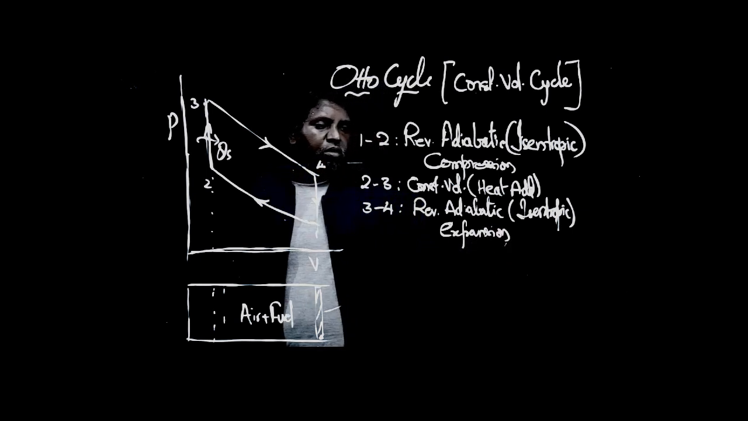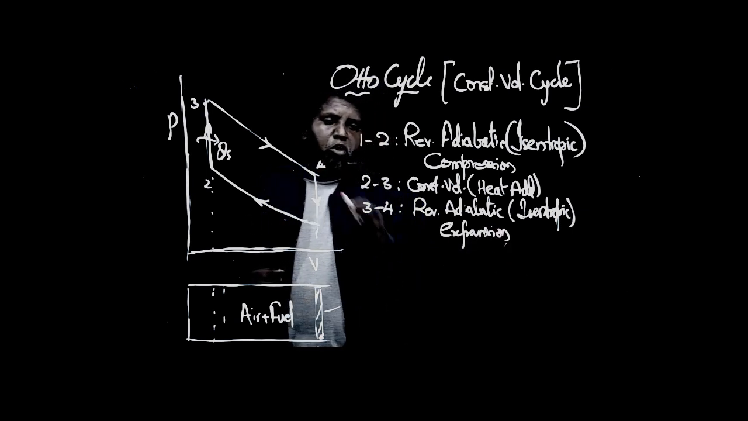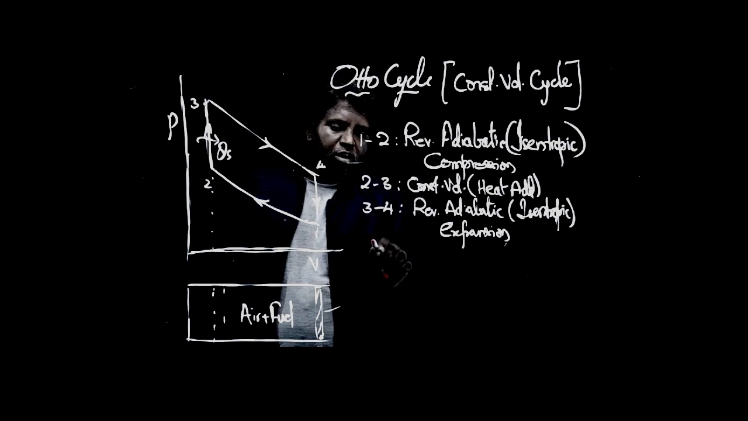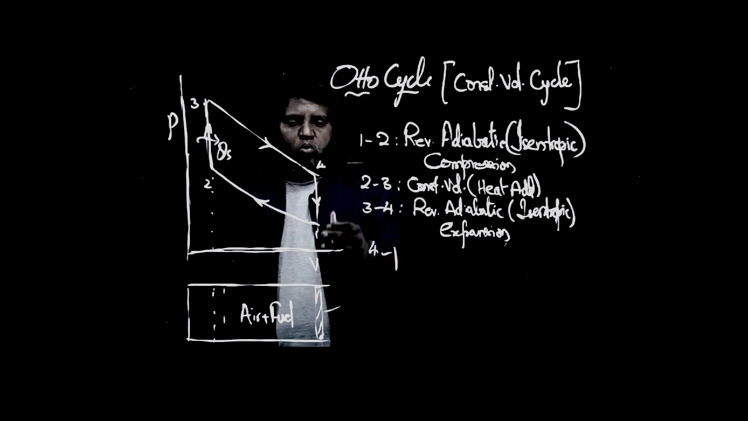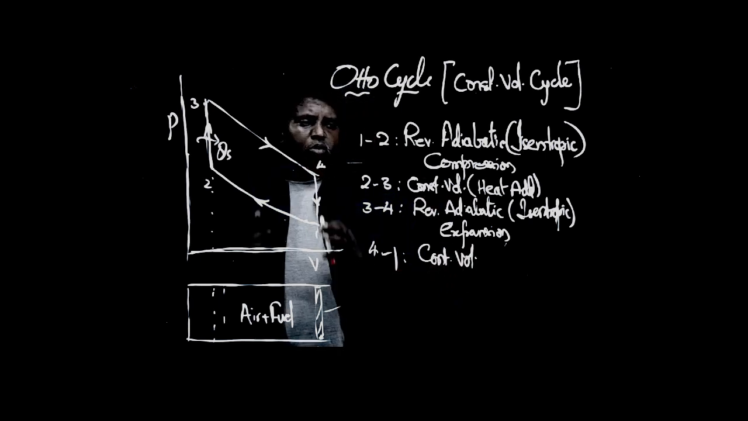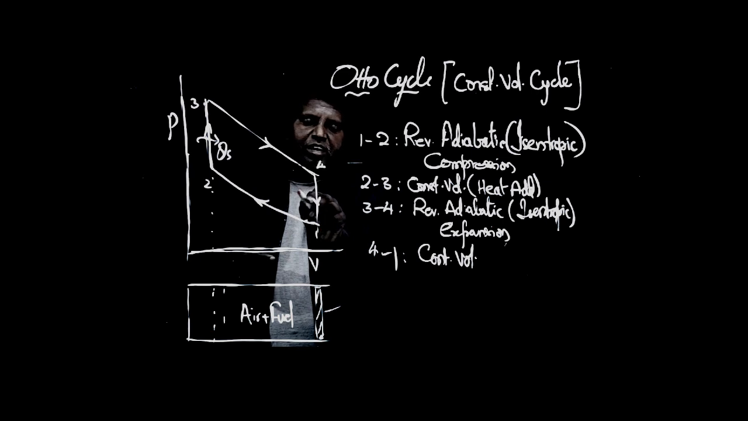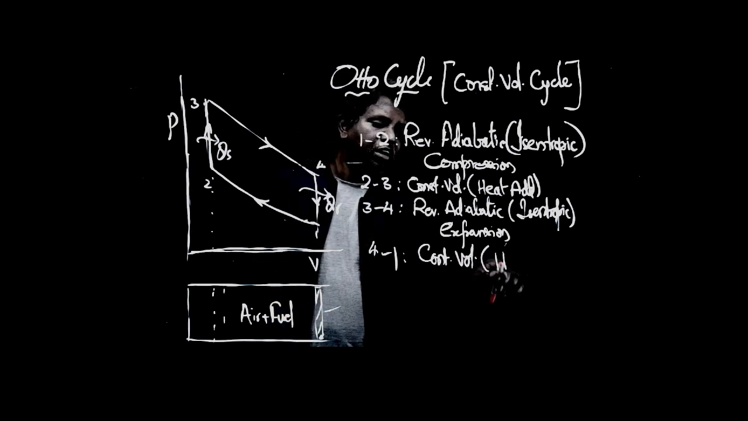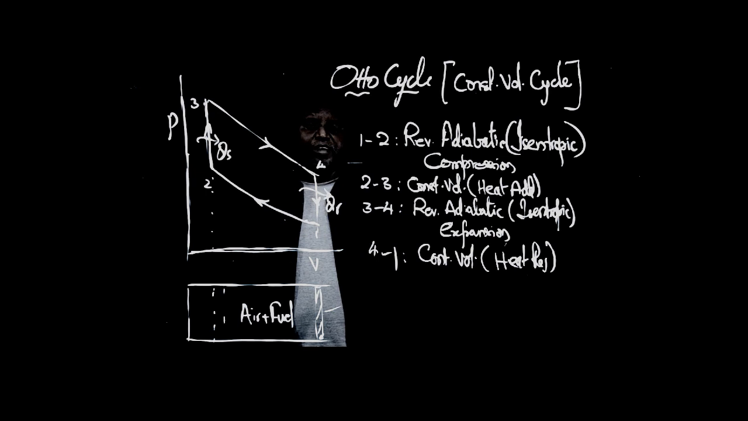Right, expansion. That's an important point. And from 4 to 1, what do we have? It's again a constant volume process. What's happening? We added heat, and now we remove heat, the heat rejection. Hope you understood that.